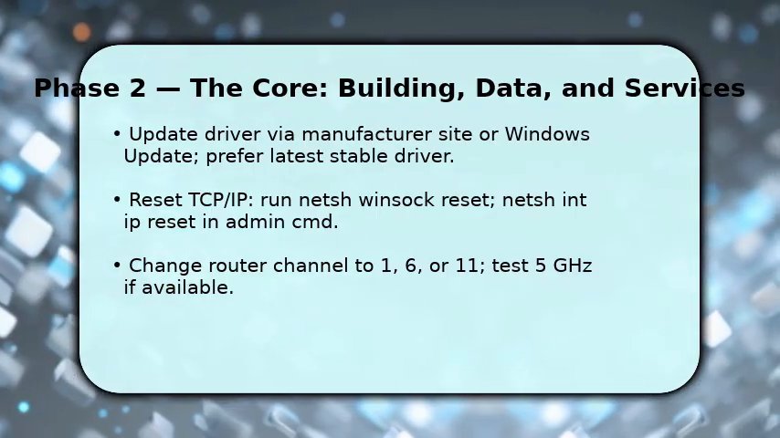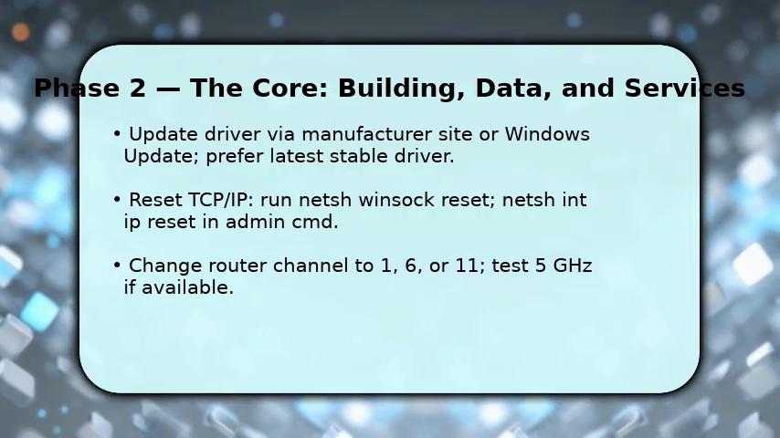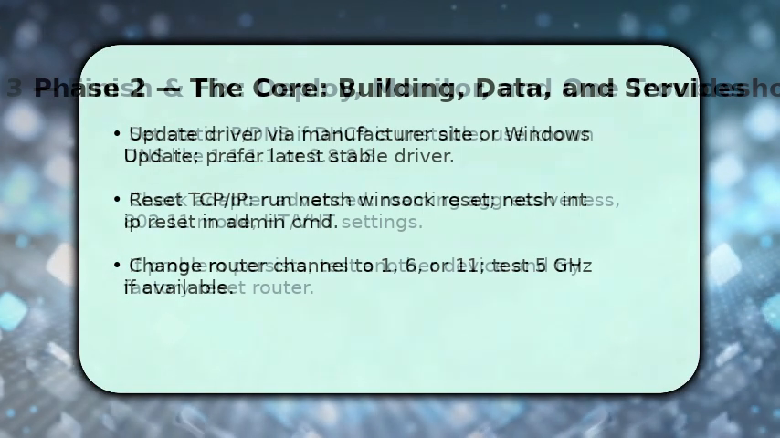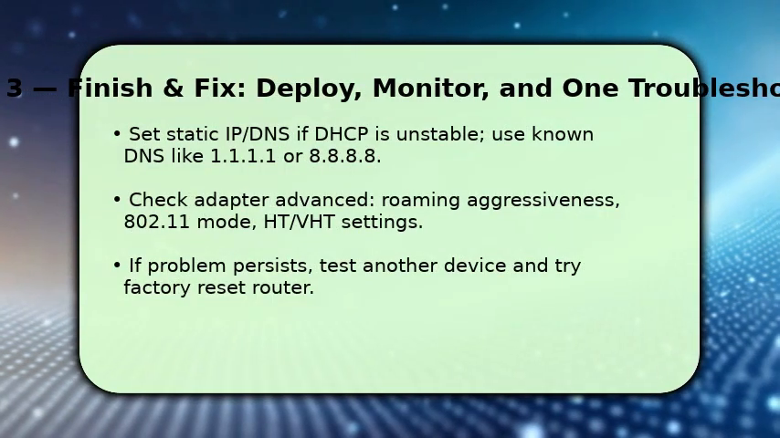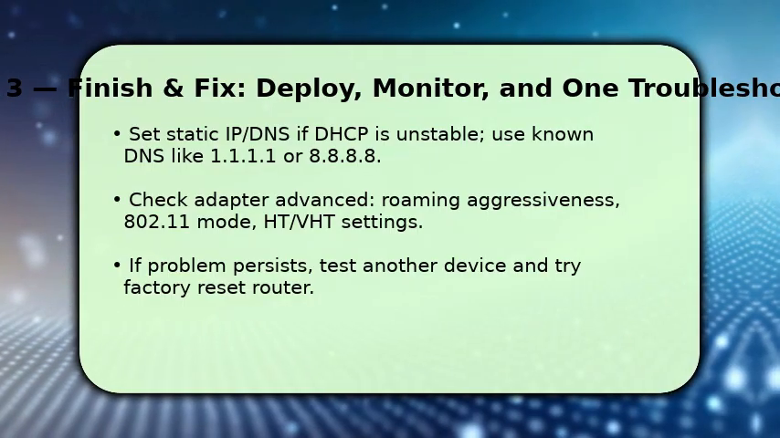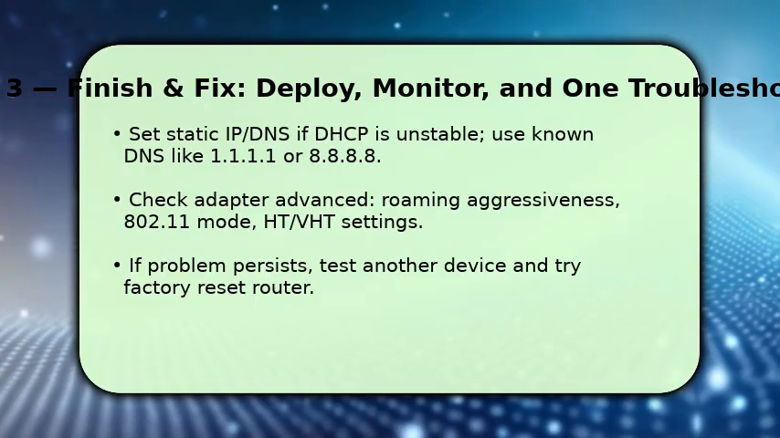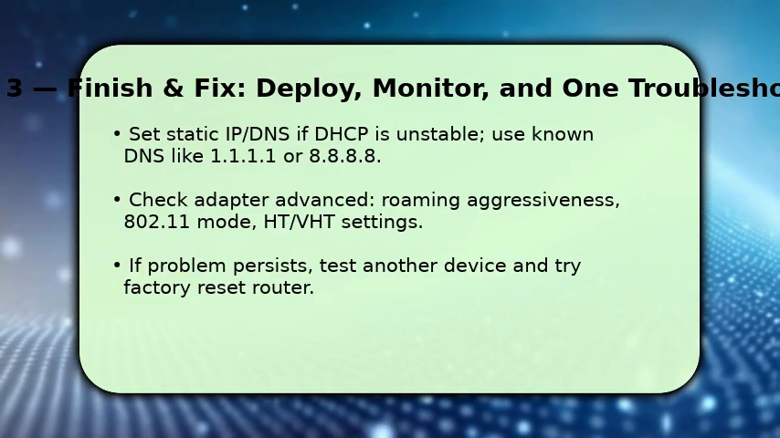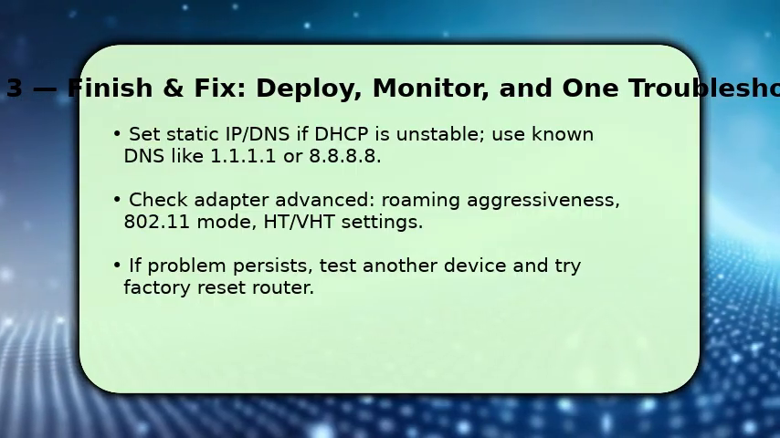To finish, apply advanced tweaks that resolve lingering disconnects. Assign a static IP and reliable DNS, 1.1.1.1 or 8.8.8.8, if DHCP drops addresses. Then adjust adapter advanced options, lower roaming aggressiveness, lock 802.11 mode to prevent constant band switching, or enable HT/VHT for better throughput. Once configured, reboot and verify stability.